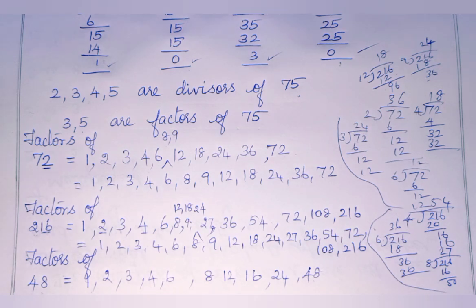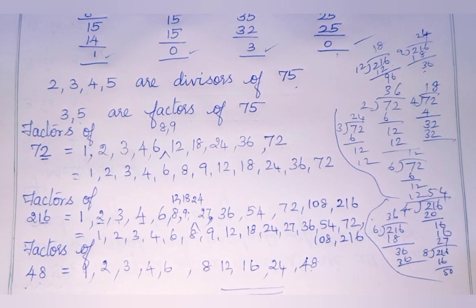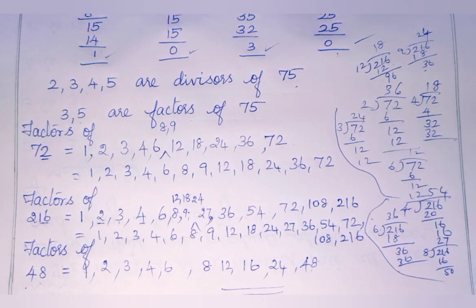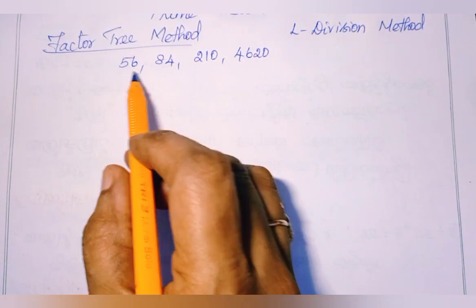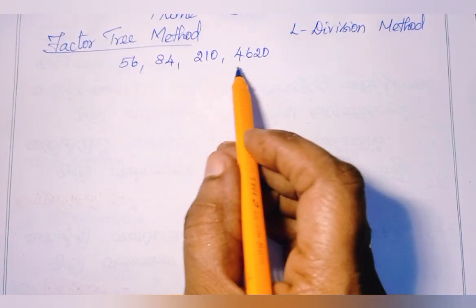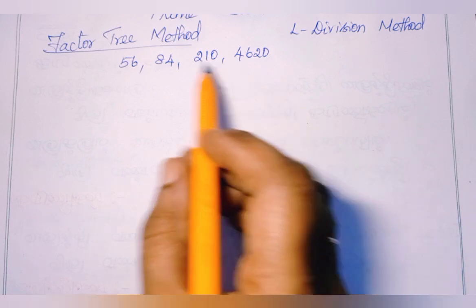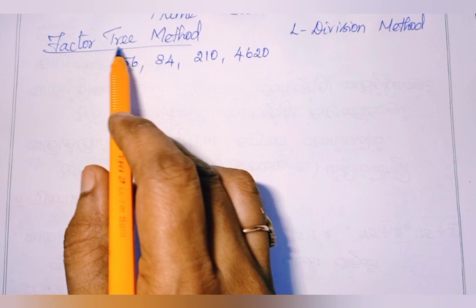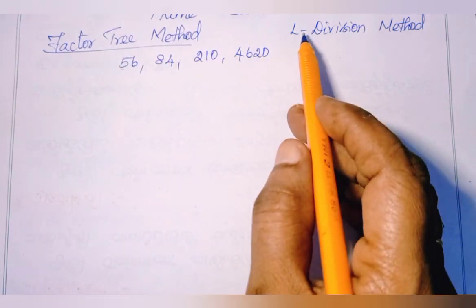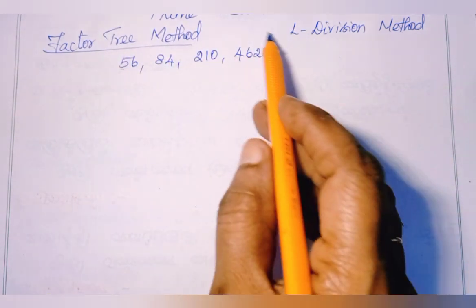You should also know how to find the prime factors of any given number. There are two methods to find the prime factors. One is the factor tree method. The other one is the L division method. We are going to see those methods with a few examples now. We are going to find the prime factors of 56, 84, 210, 4620. For that we can use either method. Actually we will use the factor tree method for smaller numbers and the L division method for bigger numbers.